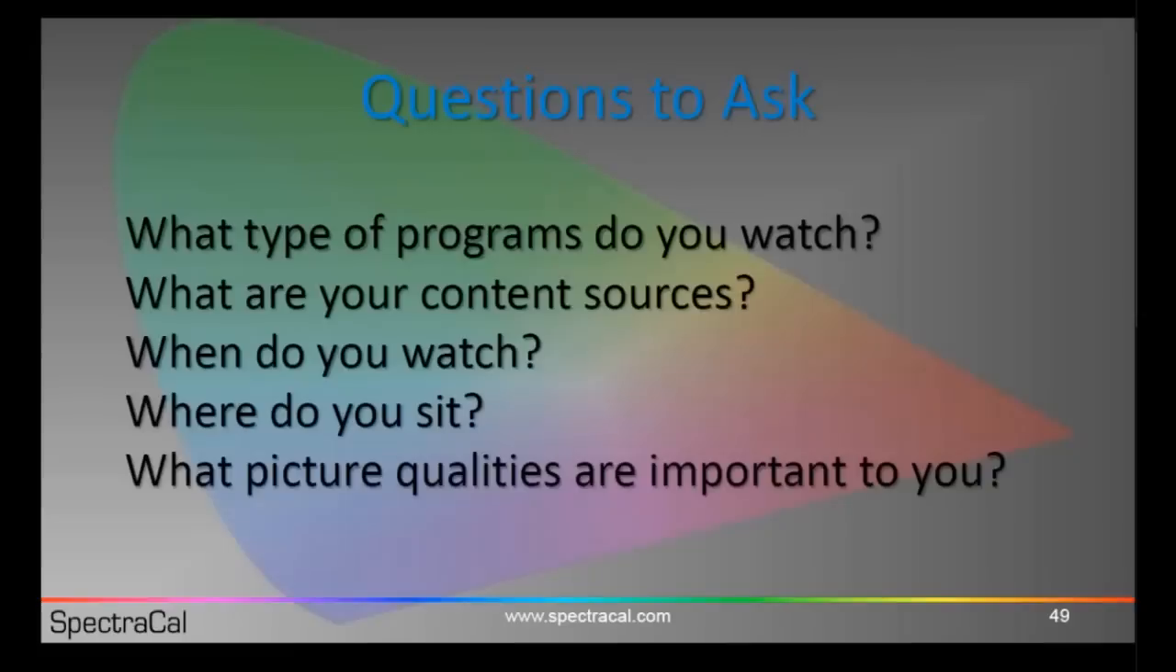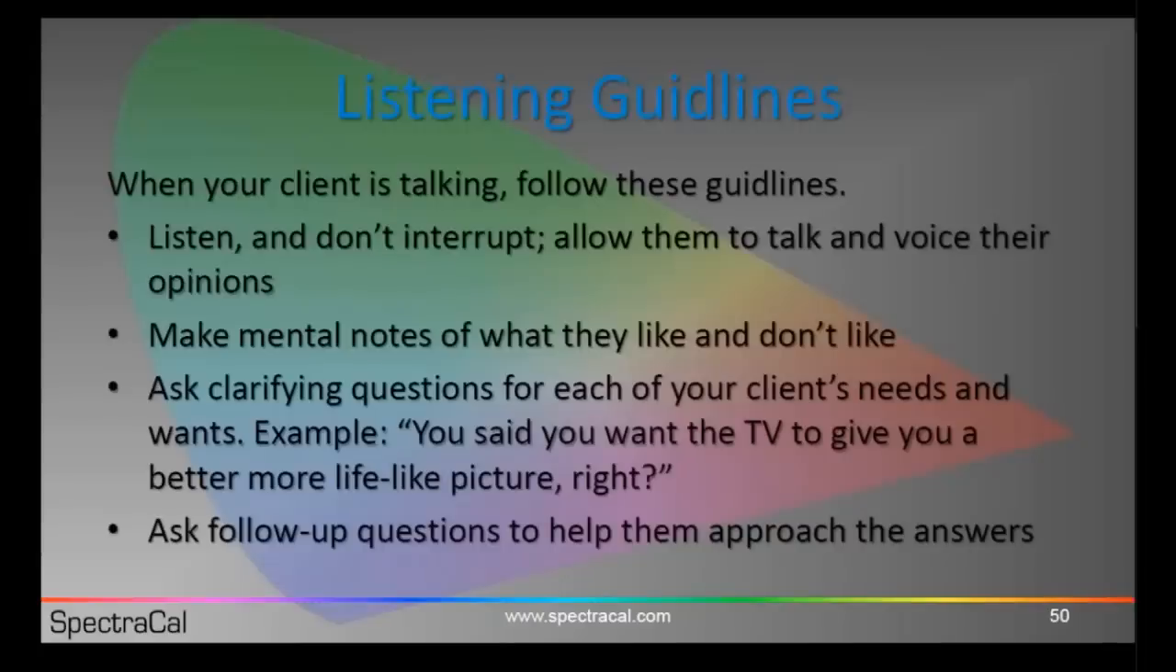So when your client is talking, you want to really be sure that you listen to them, that you get the full effect of what it is that they're trying to tell you, not interrupting them along the way, making mental notes of what they like and don't like. You want to be able to lead them to appreciate the benefits that you're going to be able to offer them, asking a follow-up question, for instance, of you said you want the TV to give you a better, more lifelike picture, right? And so you want to help them approach the answers that you're going to have to offer.